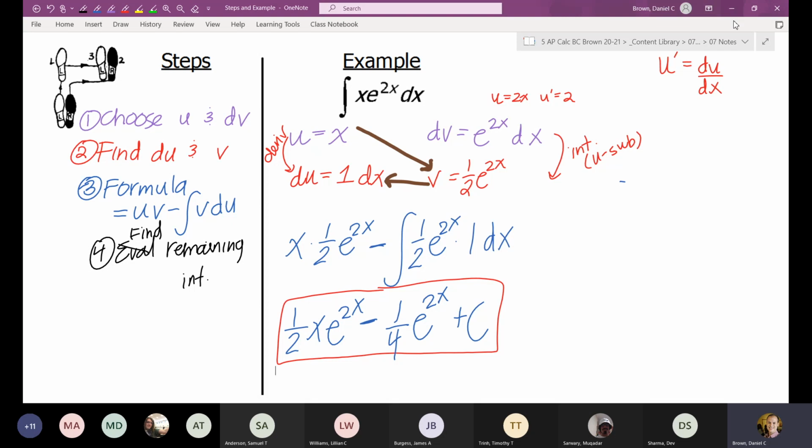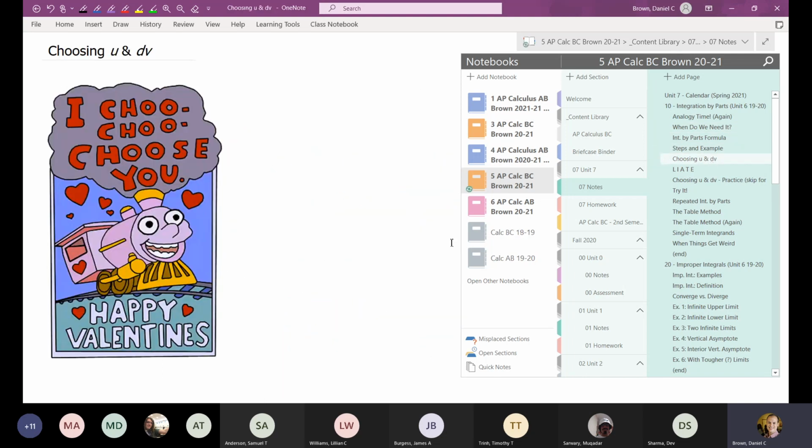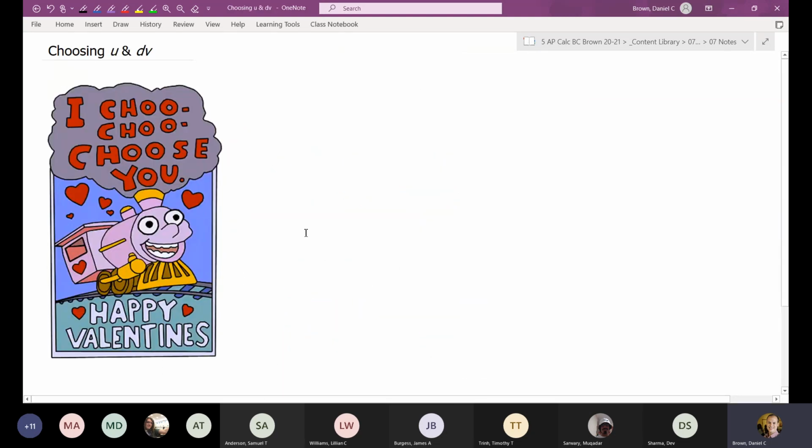All right, let's go ahead and talk about, before we do another example, that first step we see is choosing u and dv. And oftentimes I think that's the hardest part when it comes to integration by parts, is like the formula is not hard, like you just do it. But in order to do it correctly, you do need to choose your u and your dv wisely. So when you're choosing your u and your dv, we know that we're going to take the derivative of u to find du, and we're going to take the integral of dv to find v.